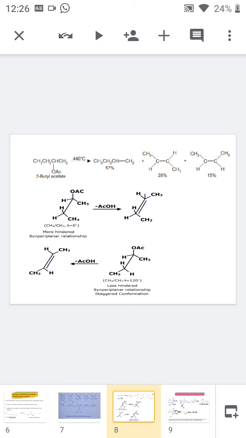The next product is an alkene that is an E isomer, which is 28%. The next is a Z isomer, which is 15%. How will they be obtained? First of all, we have to arrange our starting material 2-butyl acetate in the Sawhorse projection formula. While writing the molecule in the Sawhorse projection formula, we can place the 2 methyl groups on the same side or on the opposite side.